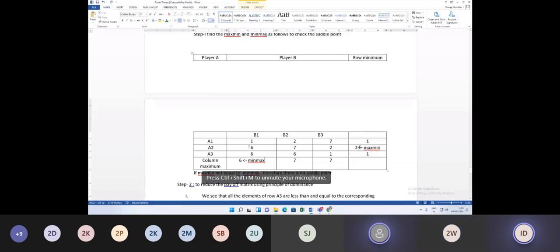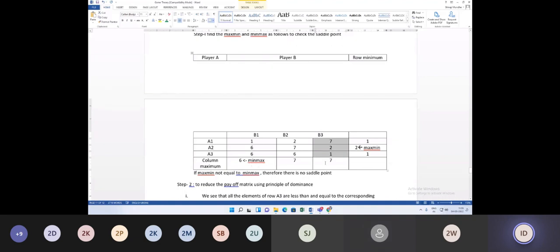From the first column, what is the maximum? 6. From the second column, what is the maximum? 7. From the third column, what is the maximum? 7. Am I right? Now, from this maximum, we have to select the minimum. So the minimax principle we are going to apply.